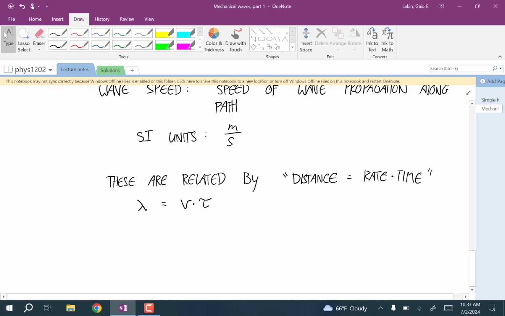This can also be rewritten equivalently. Since 1 over the period is equal to the frequency, you can write this in the way that you see more often, which is the wavelength is equal to V over F.